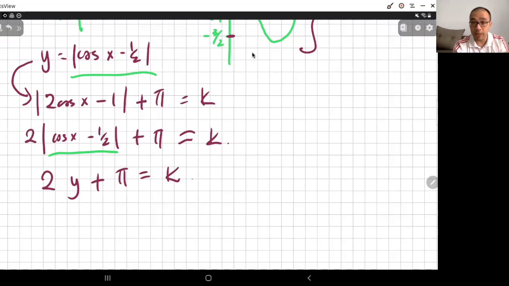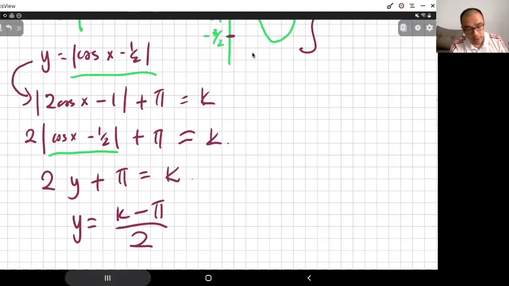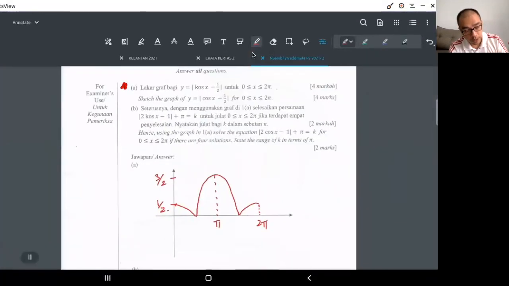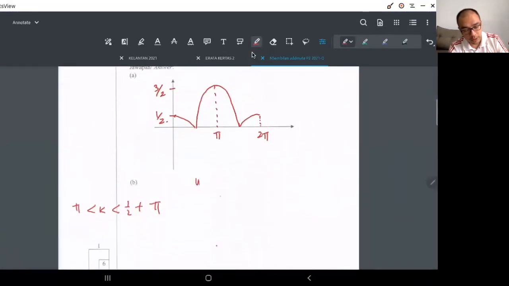And when I move terms across, because that's the normal thing that we do, so that we can get a y, you get y equals k minus pi, divided by 2. So that is the equation of the line that we want. So I'm going to write it here, y equals k minus pi over 2.